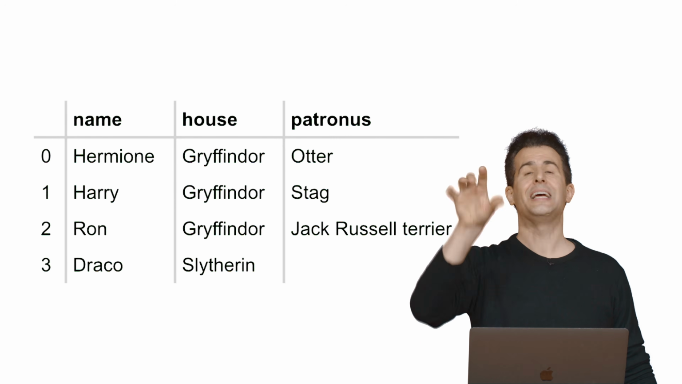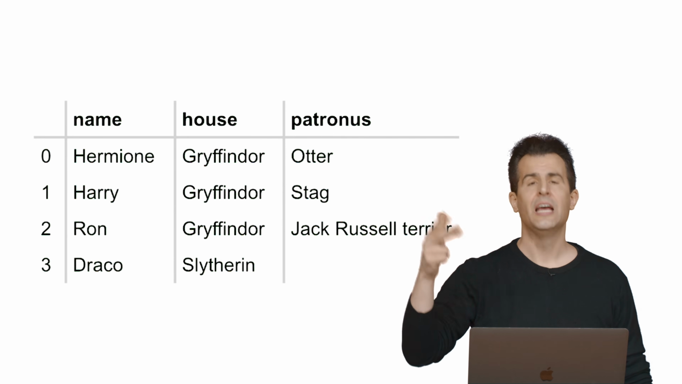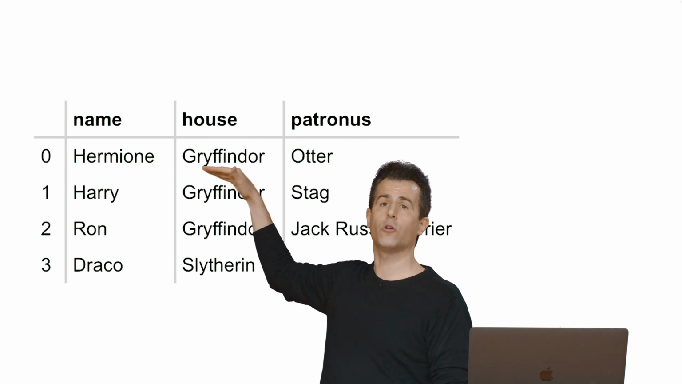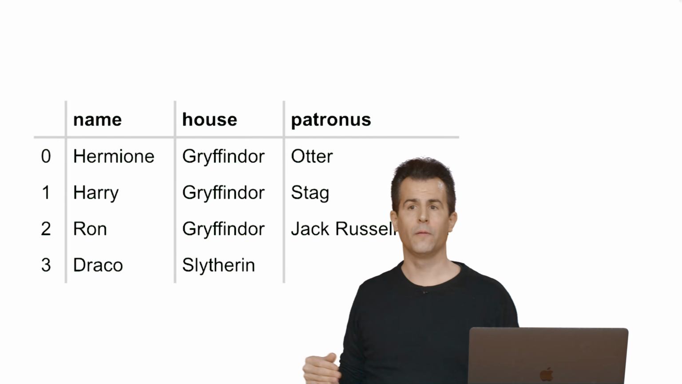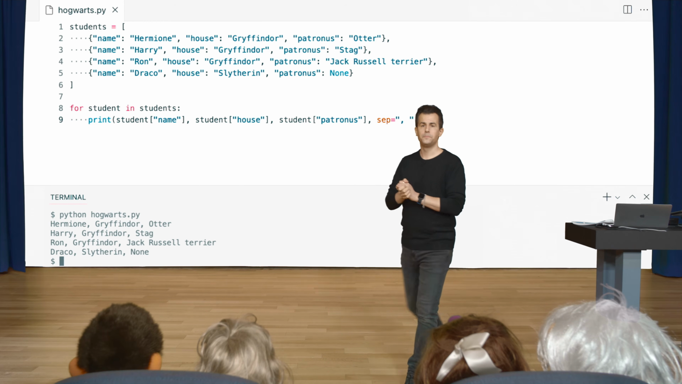Let's actually standardize the names of our keys to be name, house, and Patronus, and then the values of those keys can actually be the data, like Hermione, Gryffindor, Otter, and so forth. Questions now on these dictionaries and iteration thereof?